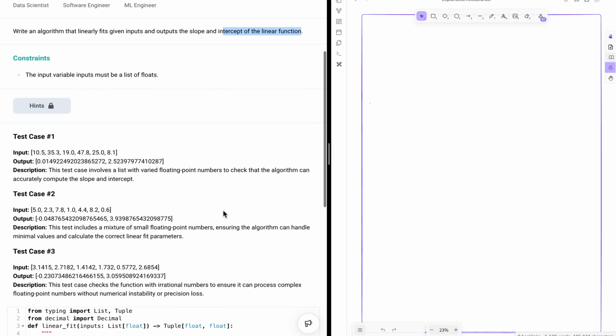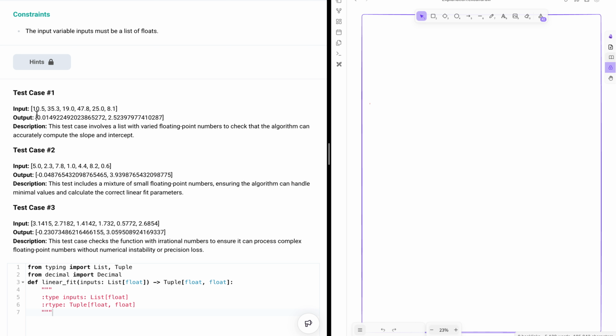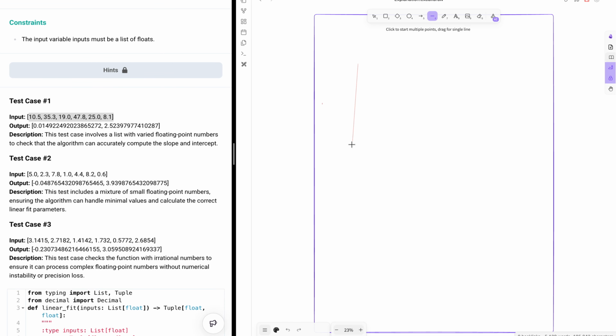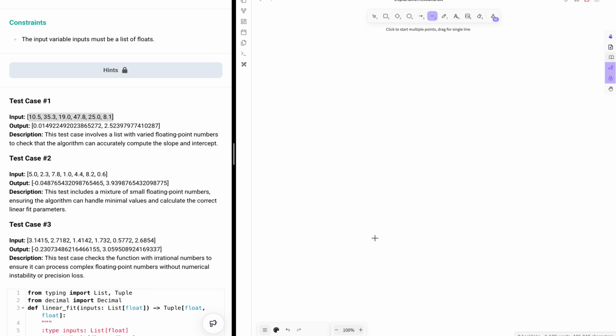Okay, and the test cases are, we have outputs and description. So if I take one input, and plot these on my graph, this is how it would look. So this would be our graph, and it is asking us to plot these values.